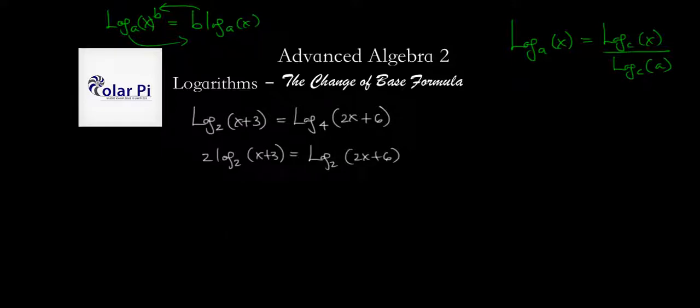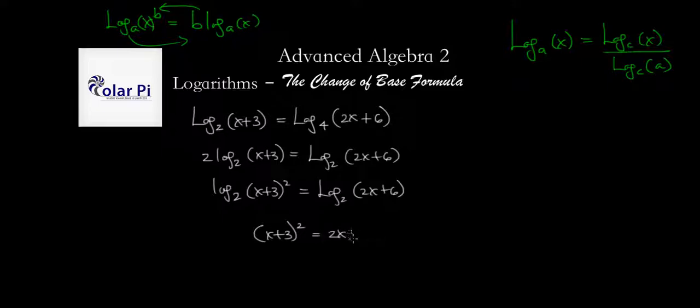So using this rule, we can write log base 2 of (x plus 3) squared is equal to log base 2 of 2x plus 6, right? Okay, cool. So now we're at that step where this is the same as that and nothing is obstructing. So we could just say (x plus 3) squared is equal to 2x plus 6. But this amounts to solving a quadratic. So let's do that over here.